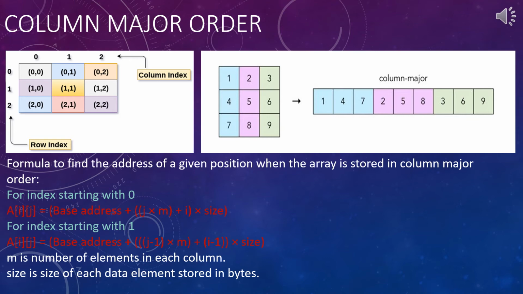So the first formula is for index starting with 0. Aij equals base address plus j into m plus i into size. Size and base address are like the previous one. j and i are the position and m is the number of rows, that is the number of elements in each column. And the same formula gets modified if the index starts with 1, and it is base address plus (j minus 1) into m plus (i minus 1) into size.